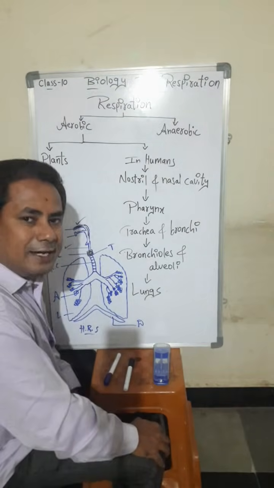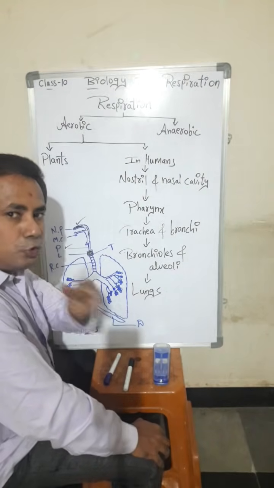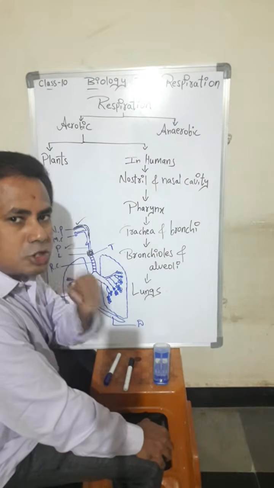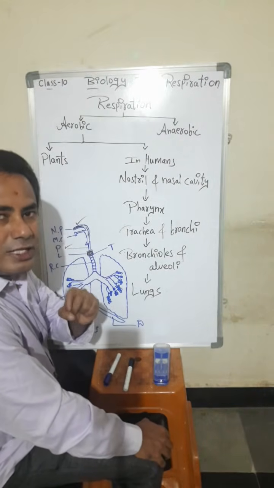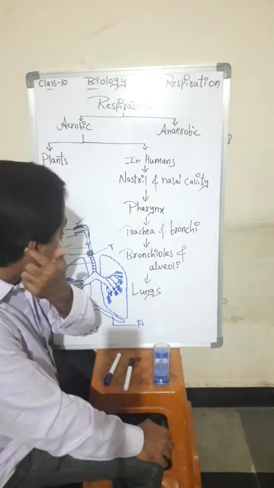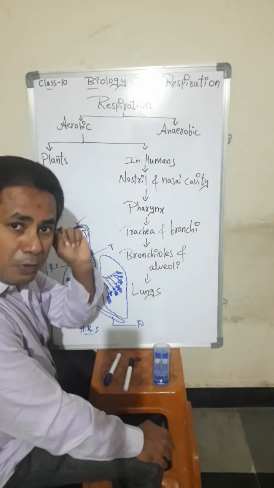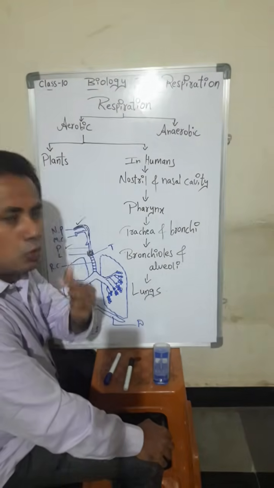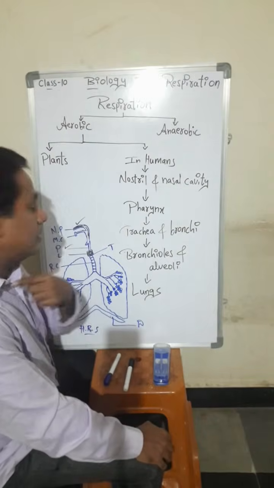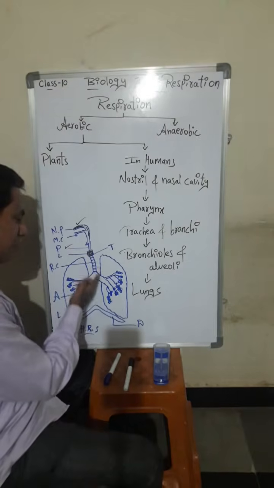What do you mean by cartilage? It is a soft bone. In the skeletal system there are two types: one is cartilage, another is bone. Bones are very strong and hard; cartilage is a very soft bone. Our ear has an outer structure called the pinna, which is also made up of cartilage. Our nose is also made up of cartilage inside, and in the respiratory tract also there are rings of cartilage.